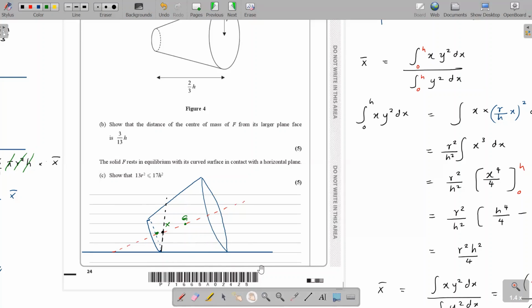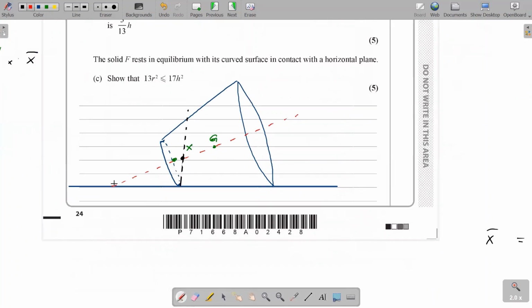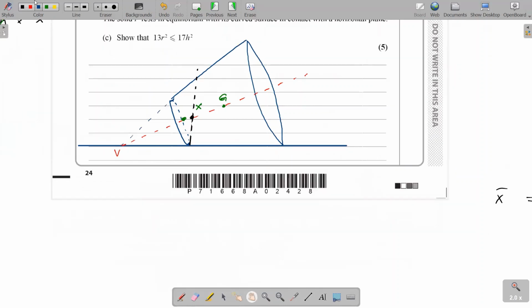Let me mark some extra information here. I will name this vertex. This was the vertex V, right? Are you with me? Okay, so this is the vertex V. Did we know the angle of this particular cone? No, right?